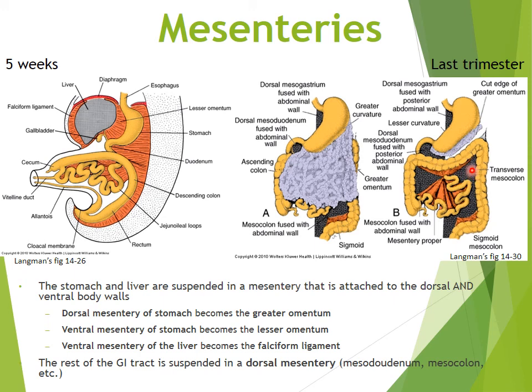And here that is showing you the areas where the mesentery is going to disappear or regress. Here you can see this is fused to the posterior abdominal wall. So in the region of the duodenum, the mesoduodenum fuses with the posterior abdominal wall. Also the ascending and descending colon: here the mesentery is fused with the posterior abdominal wall, and all these structures are going to become retroperitoneal.